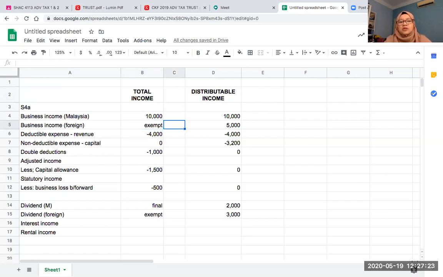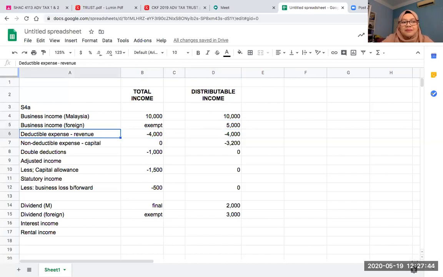But for distributable income, whether it's foreign or not, you actually receive that income of 5,000 ringgit. For example, you do receive it, then you put that under your distributable income, because why? Even though it's exempted, you still receive that income. You do have that cash amount in your hand.